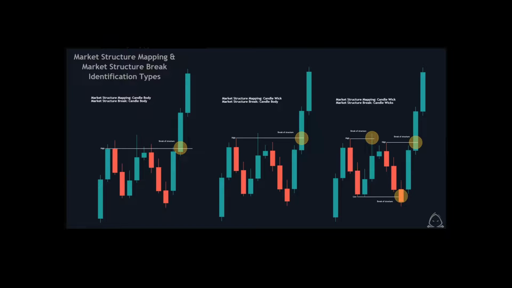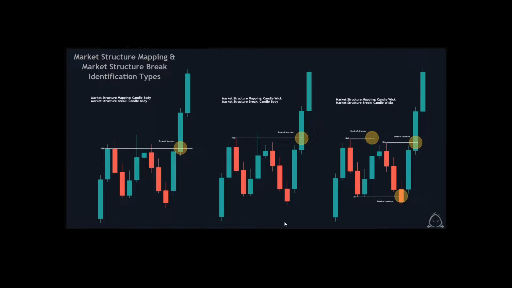And as a quick refresher, type number 1, we're going to be mapping market structure using candle bodies, and we'll identify a break of structure using candle bodies. So a break of structure will occur when we get a break and close above or below a high or low.